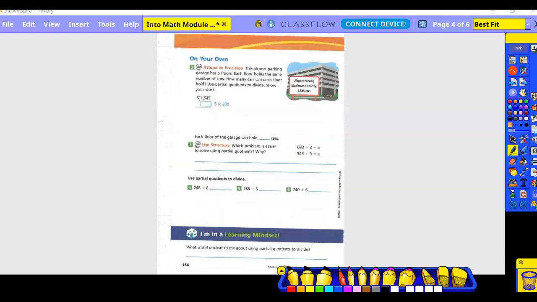On your own, number 2, attention precision. This airport parking garage has 5 floors. Each floor holds the same number of cars. How many cars can each floor hold? Use partial quotients to divide, show your work. Okay, so they have it set up for us, and then they have already the first step. So what is 5 times 200? 5 times 200 equals 1,000. So put 2 in a box, write 10, and then 2 zeros. Okay, then we subtract that out, and we're left with 545.